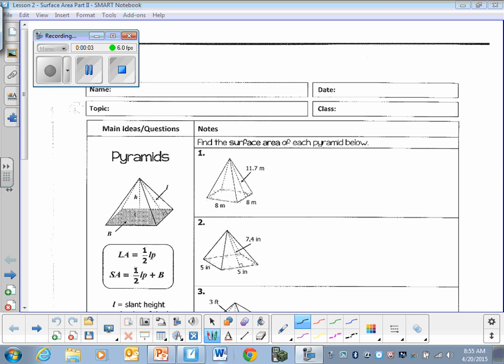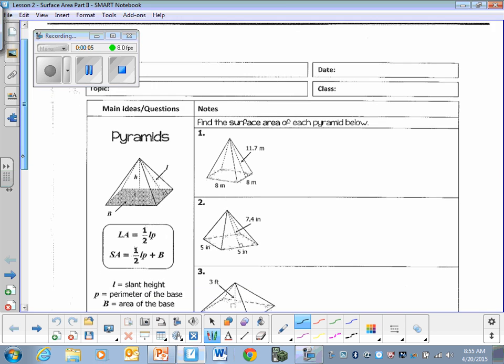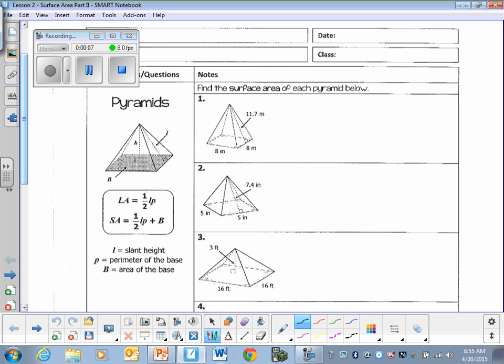Continuing on with surface area, we are starting with pyramids. The surface area of a pyramid can be found by the lateral area plus the area of the base. The lateral area is half the slant height times the perimeter.